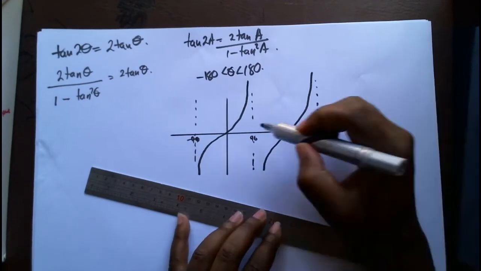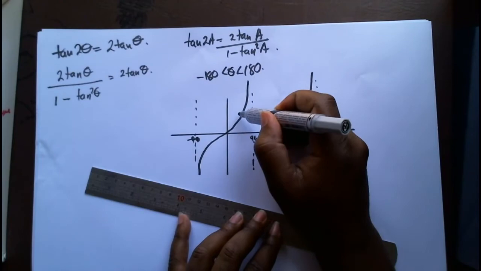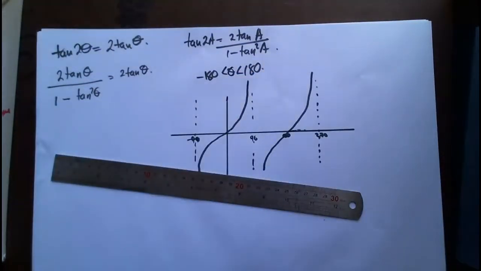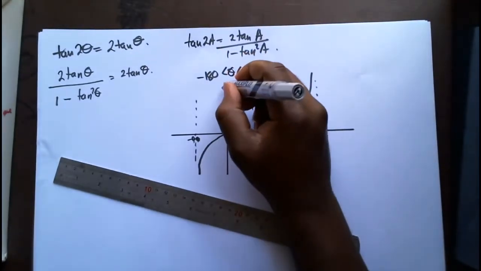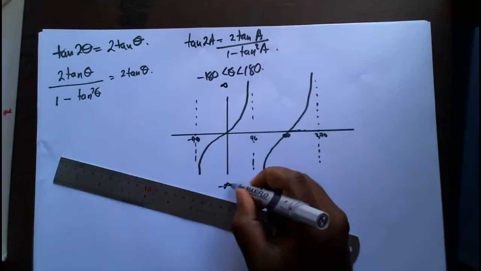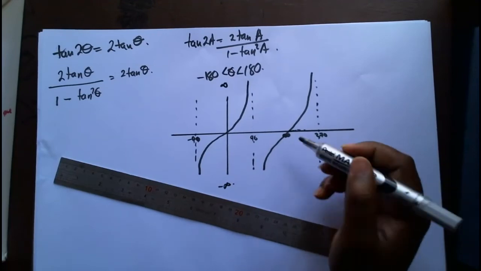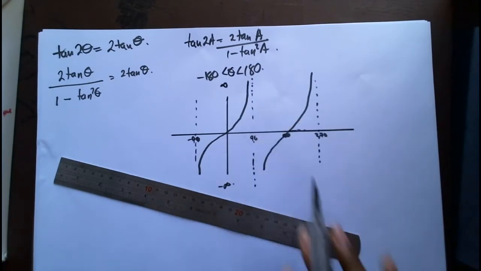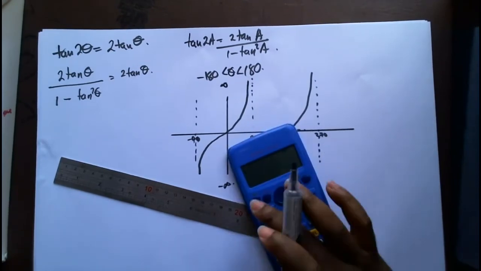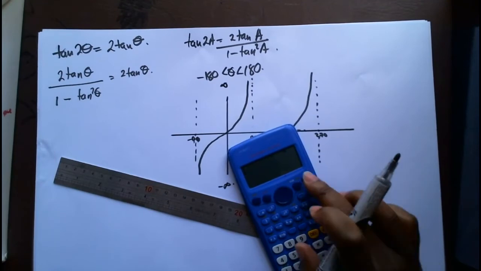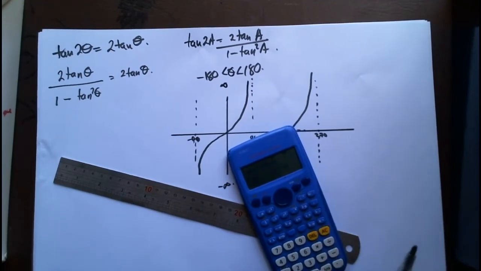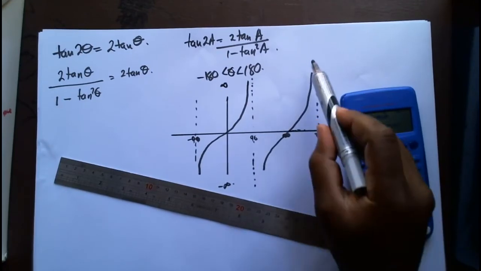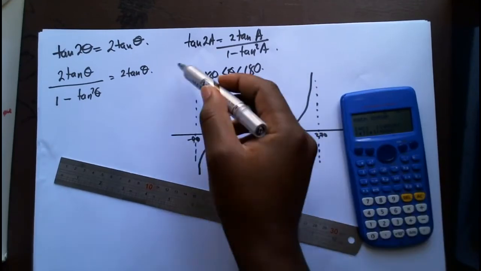The graph of tan is unbounded. It goes to positive infinity and negative infinity here, but it does not touch the line of 90. If you go on your calculator and punch tan 90, you will get an error because it's undefined. So it does not touch the line 90, and it does not touch the line 270.